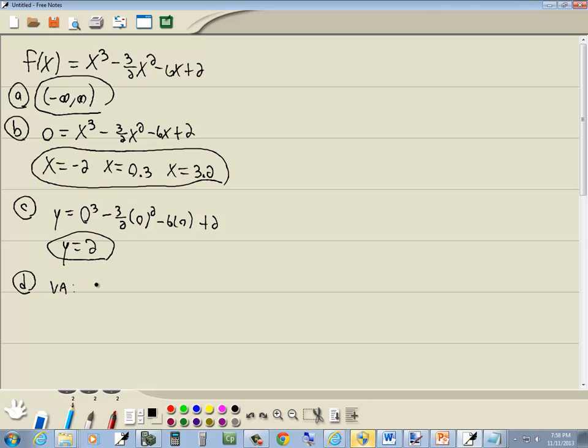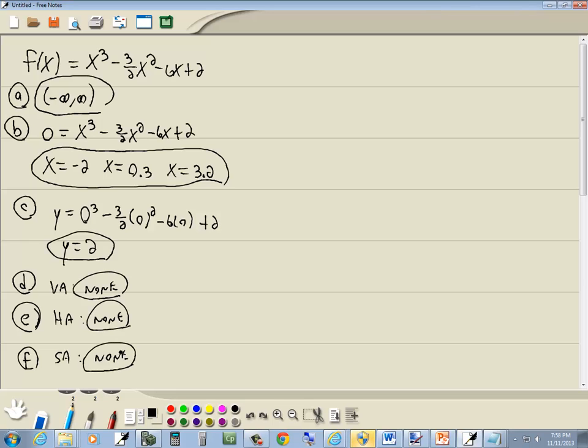D, our vertical asymptotes, there are none. You have to have a rational function to have any of those. E is our horizontal asymptote, and there is none. And F will be our slant asymptote, and it's none too. Again, you don't have any asymptotes unless it's a rational function.